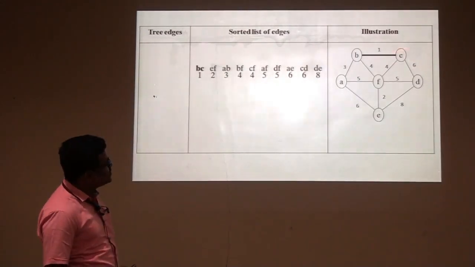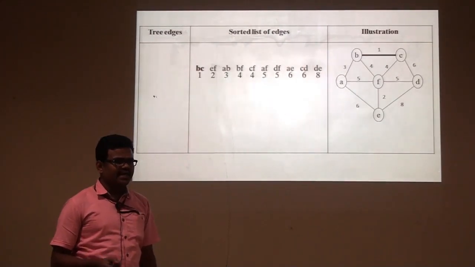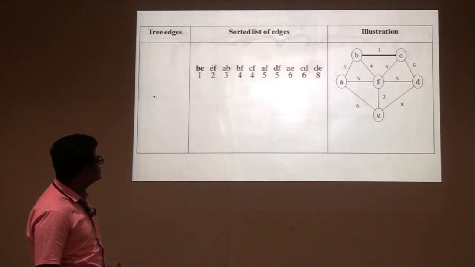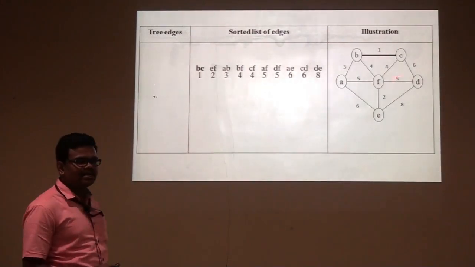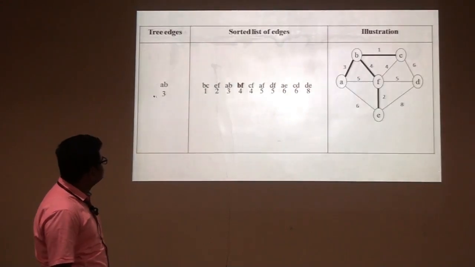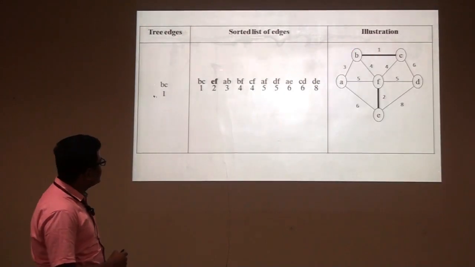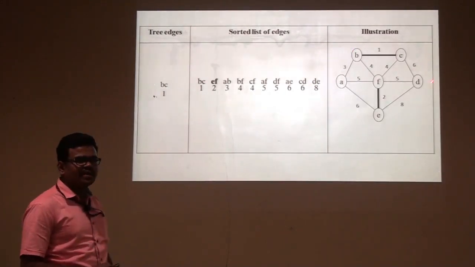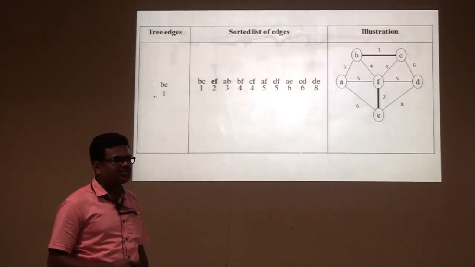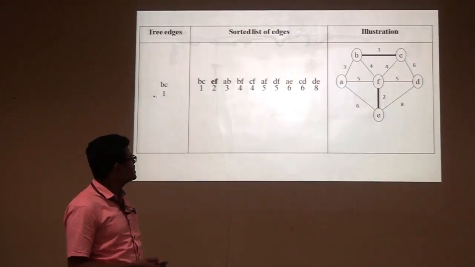For each iteration we have to confirm that we are not forming a cycle. First we select the edge with the minimum cost in this graph, which is B to C. We have highlighted the edge from B to C. Next minimum cost is from E to F. We have to check whether this will form a cycle or not. B to C and E to F will not form a cycle. So next we go to the next iteration.